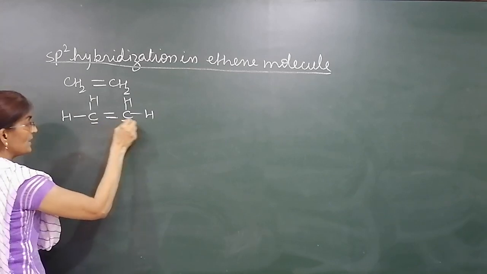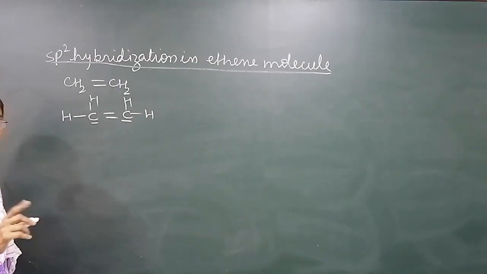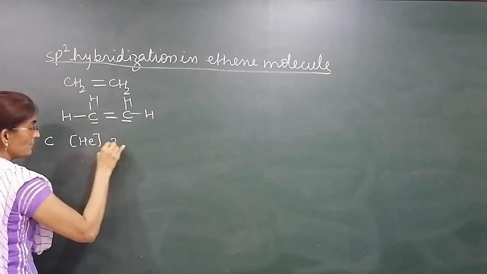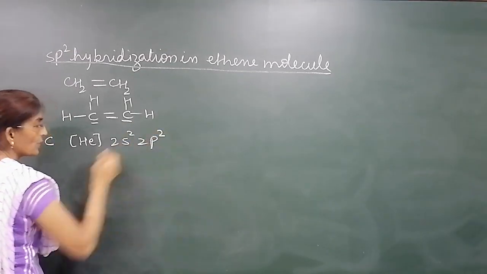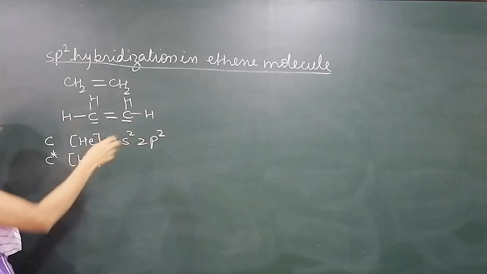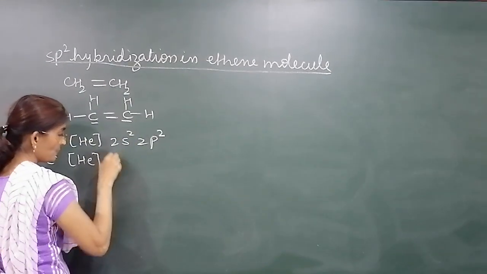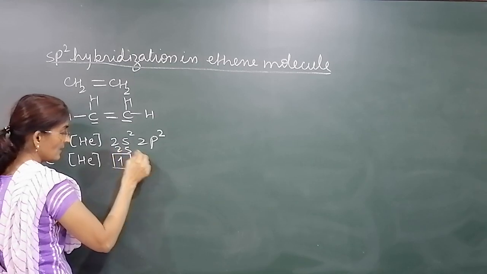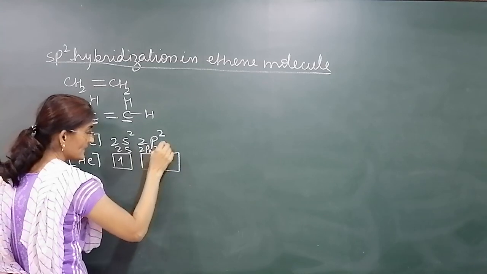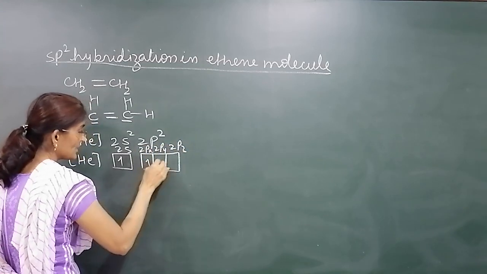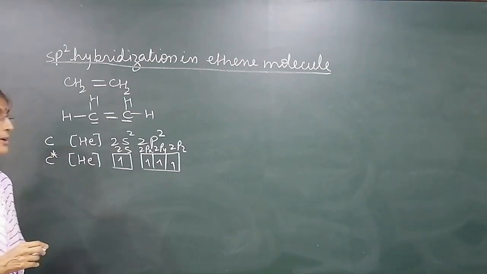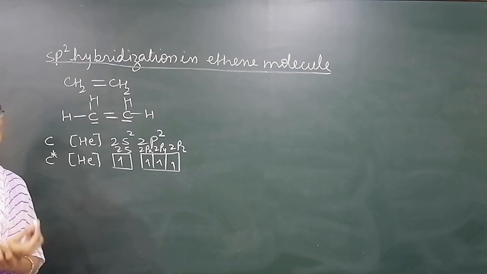Each carbon undergoes sp2 hybridization. How does it undergo sp2 hybridization? See, carbon in ground state has configuration helium 2s2 and 2p2. In excited state, one electron of s will move to p. So now the configuration becomes 2s1, 2px1, 2py1 and 2pz1. Each has one electron. So in excited state, carbon has 4 unpaired electrons, 1 in 2s, 3 in 2p.